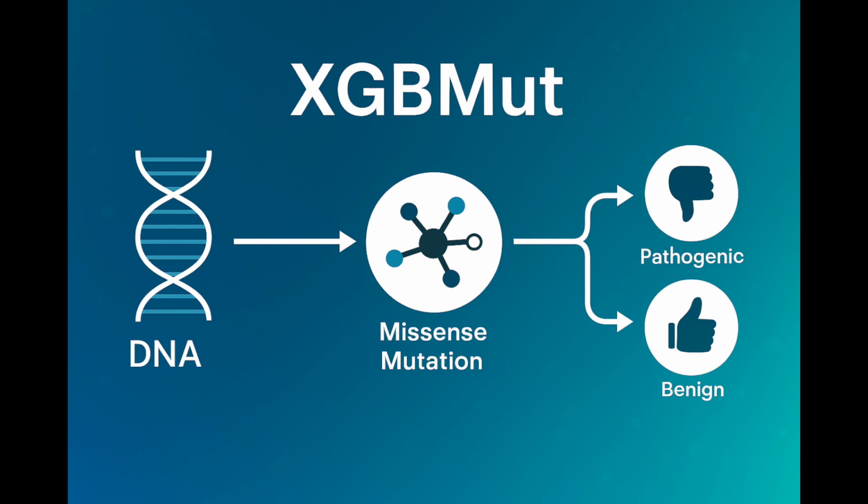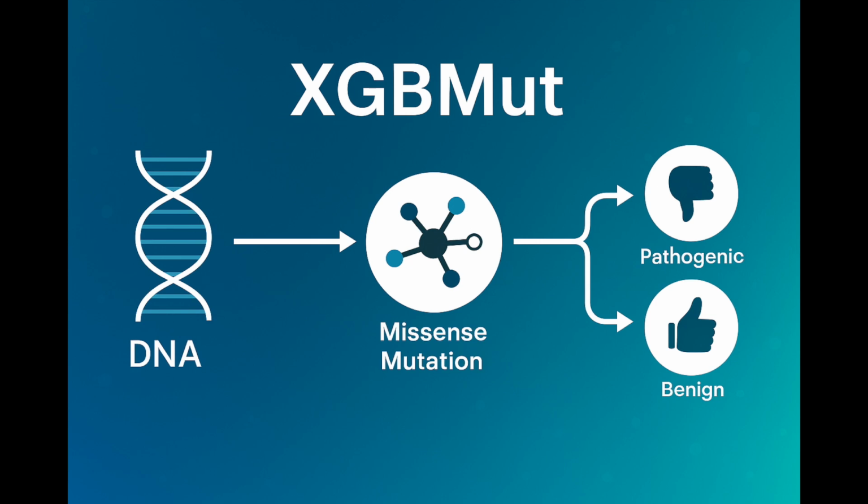Which brings us neatly to our source material for this deep dive, a paper introducing a new algorithm built for this exact task. Right. It's called XGBMut. And its whole purpose is to predict if a missense mutation is likely to be, well, basically harmless, neutral, or potentially harmful, what we call deleterious. Okay, so XGBMut, let's unpack this. What kind of information does it actually look at to make these predictions? How does it work under the hood, so to speak?